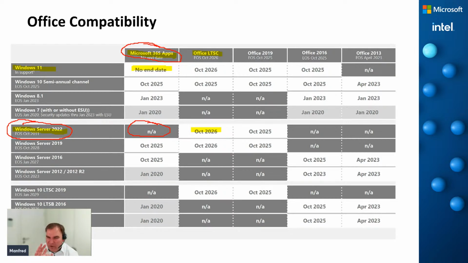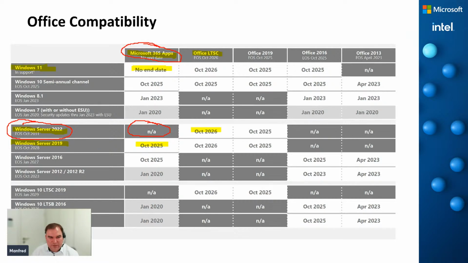Now you have the problem. If you want to configure an RDS host, you can do this with Windows Server 2019. And Windows Server 2019 also runs in a virtual machine on Azure Stack HCI. And there we have support for Office apps in Microsoft 365 till October 2025. But if you are thinking in a long-term solution for this situation, you have to focus on Windows 11.